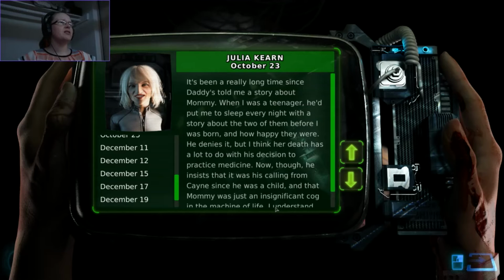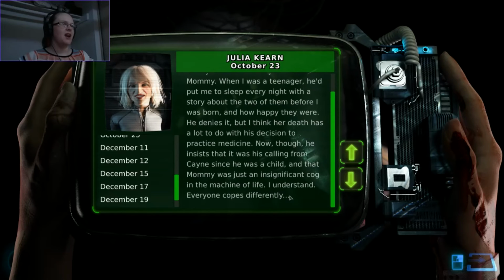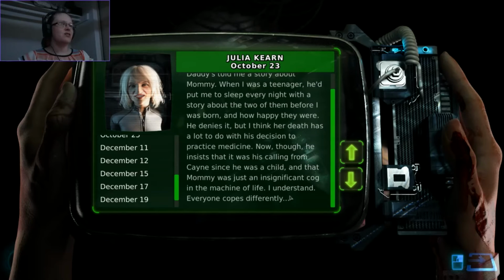It's been a really long time since Daddy's told me a story about Mommy. When I was a teenager, he'd put me to sleep every night with a story about the two of them, before I was born, and how they were. He denies it, but I think her death has a lot to do with his decision to practice medicine. Now, though, he insists that it was his calling from Cayne since he was a child, and that Mommy was just an insignificant cog in the machine of life. I understand. Everyone copes differently.